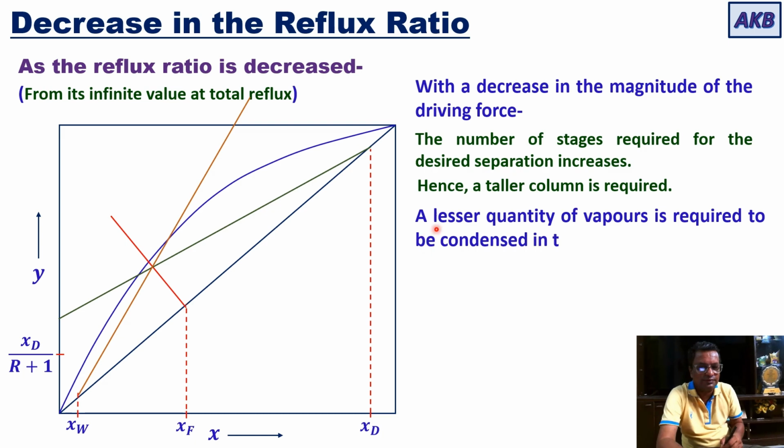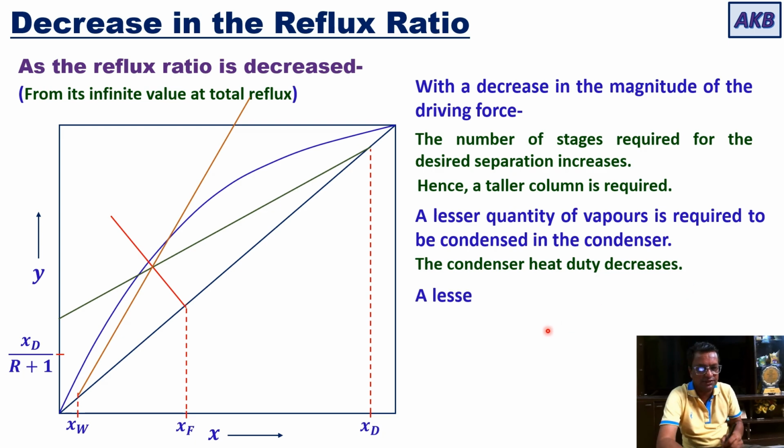When you are decreasing the reflux ratio, that is, you are decreasing reflux to the column, then a lesser quantity of liquid will be flowing down to the reboiler, and it will be boiled to produce a lesser quantity of vapor, which will be rising to the top, and then this lesser quantity of vapor will be taken to the condenser, and it will be condensed in the condenser. That means the conclusion is, with decreasing reflux ratio, a lesser quantity of vapor is required to be condensed in the condenser. That means the condenser heat duty decreases.